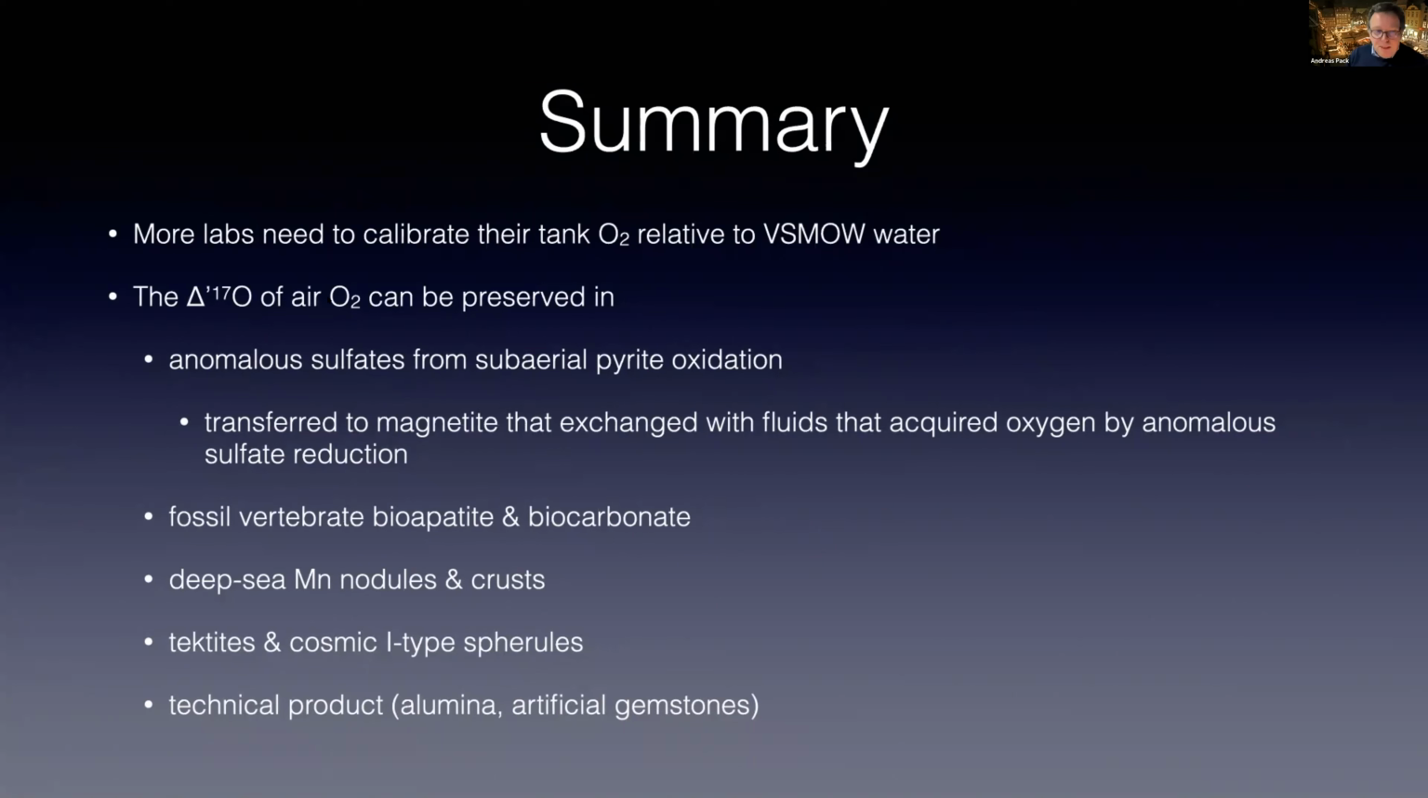The Δ'17 of O2, or traces of it, can be preserved in anomalous sulfates from subaerial pyrite oxidation, transferred to magnetite, so these magnetites can also carry an anomaly. It can be preserved in fossil vertebrate bioapatite and biocarbonate. It can be found in deep sea manganese nodules and crusts. Tektites can carry a signal from the atmosphere, as can cosmic I-type spherules, and also technical products, alumina, and artificial gemstones, of which I show an example in the book.